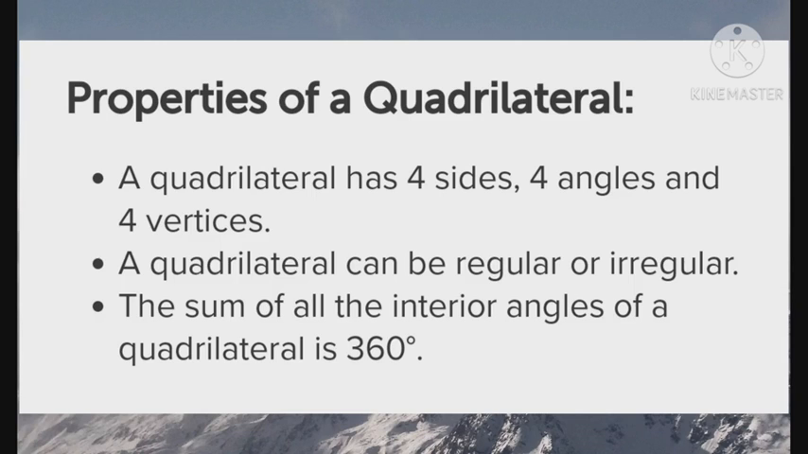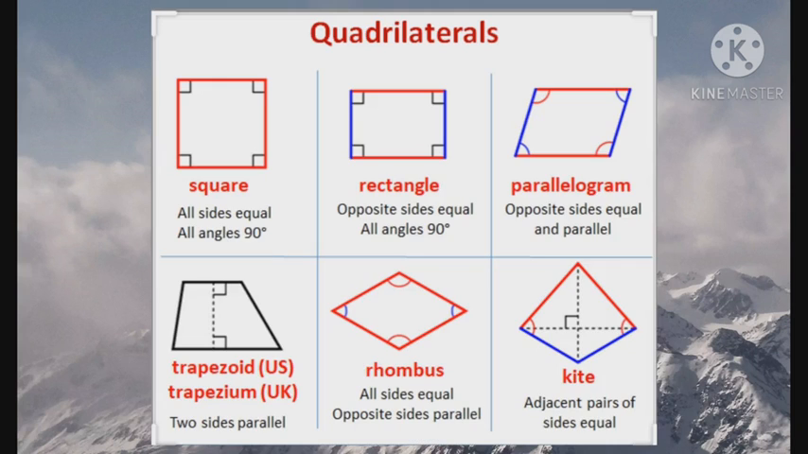A quadrilateral can be regular or irregular. The sum of all interior angles of a quadrilateral is always 360 degrees. This is the important property of a quadrilateral. Remember this property. Okay. Now the next topic is types of quadrilateral.